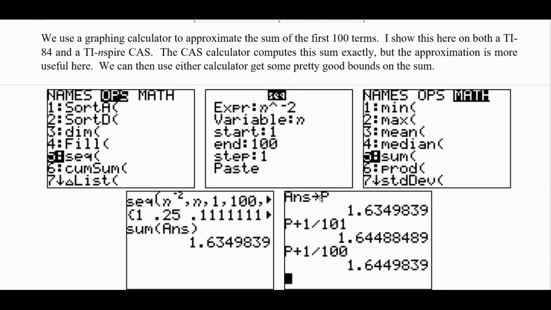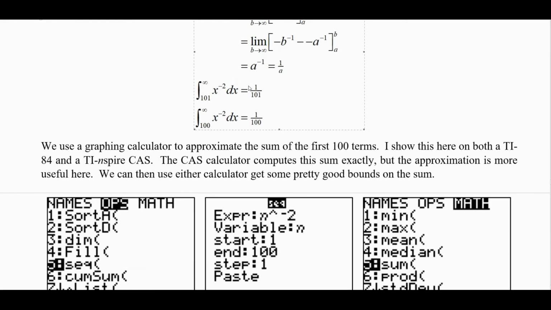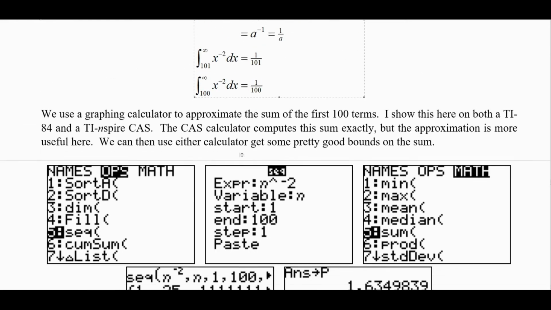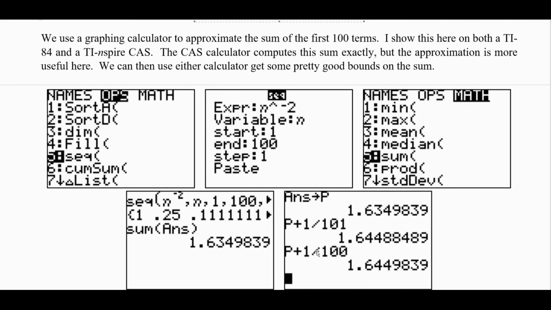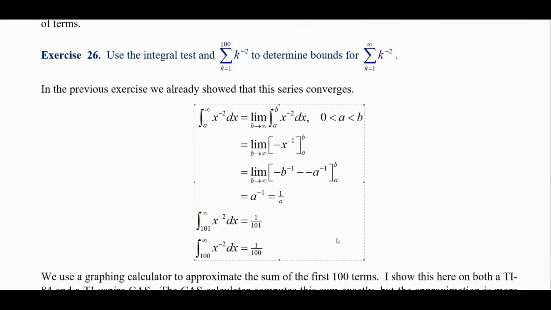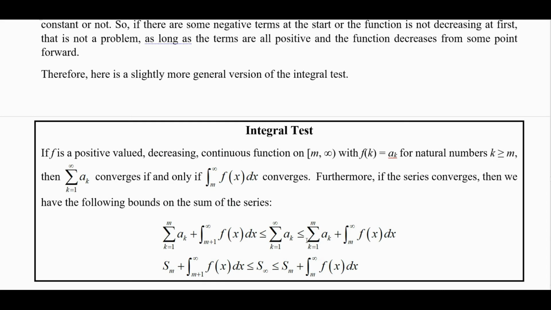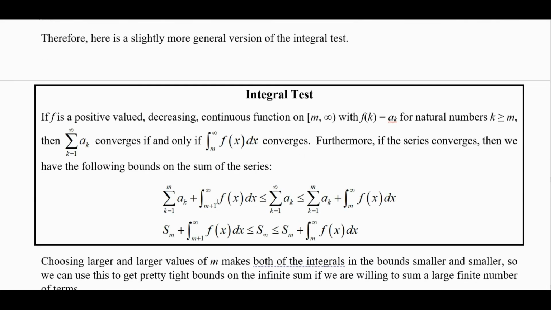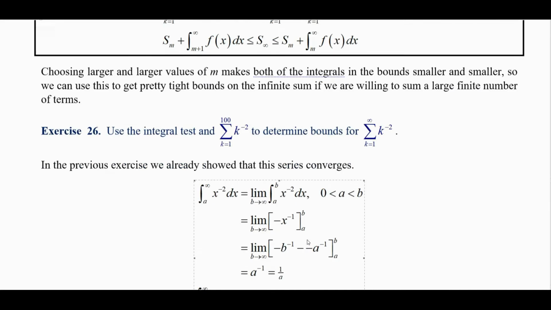I'm going to store that answer as something, p, maybe p for partial sum, okay? Or pick any letter you want, doesn't matter. So I store that as p, and I do p plus the integral, which is 1 over 100. And we get that, and then p plus 1 over 100 there for the other integral. So this one was the integral for 101. This is 1 over 101 is this one, and 1 over 100 is the one on the right.